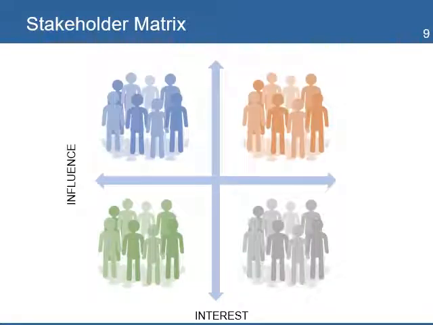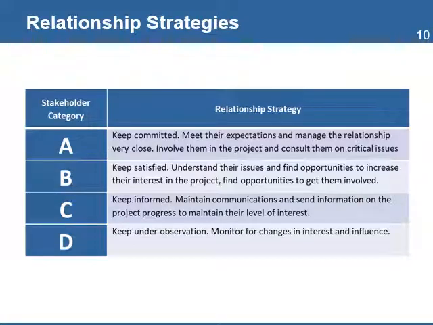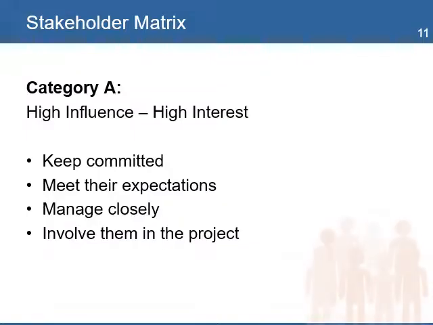In this matrix, you will group all key stakeholders based on their levels of interest and influence on the project. For each category, you will need to use a different strategy to manage the relationship with the stakeholders. This will help you optimize your time and resources on those stakeholders that are more important to the success of the project and develop specific strategies to get them involved and support the project.